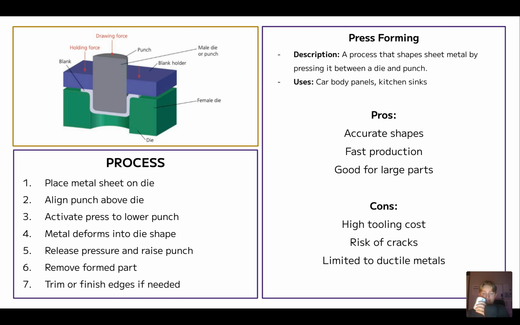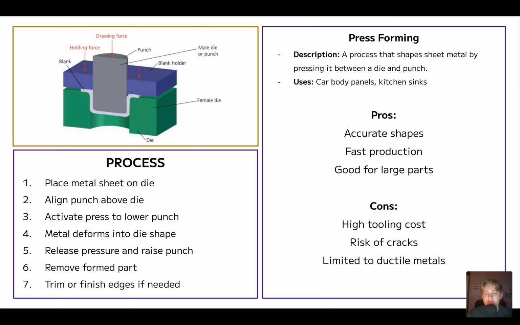Next, we're going to look at metal processes, starting with metal forming processes. So firstly, we have press forming. Press forming can best be described as a process that shapes sheet material by pressing it between a die and a punch. For example, we've got like car body panels and kitchen sinks, typical things that are being made with press forming.